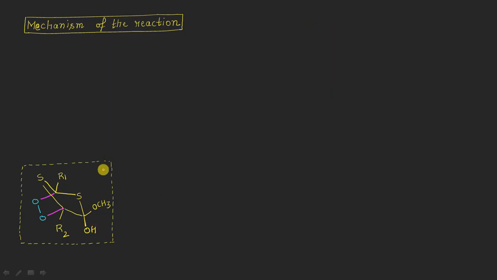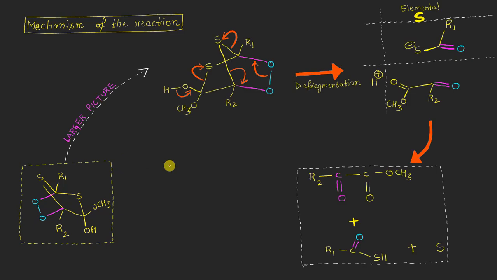So now we will see how this cyclic adduct will react further. Let me write here how it is going to react further, such that it will result in the formation of our main product molecules. We will see a larger picture of this intermediate, the intermediate cyclic adduct which we got in our last slide, and how it will react, resulting in the formation of our main product molecules.